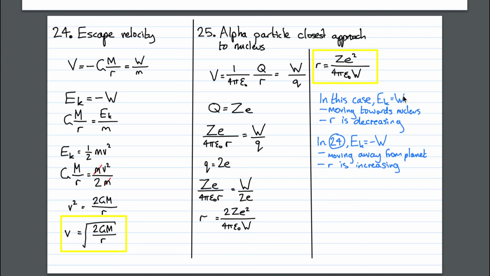So in this case, we've got moving towards a nucleus, so r is decreasing, whereas in the other case, moving away from the planet, so r is increasing. So that kind of explains why you end up with EK equals W and EK equals minus W, the difference between these two. That should be a 2 there.